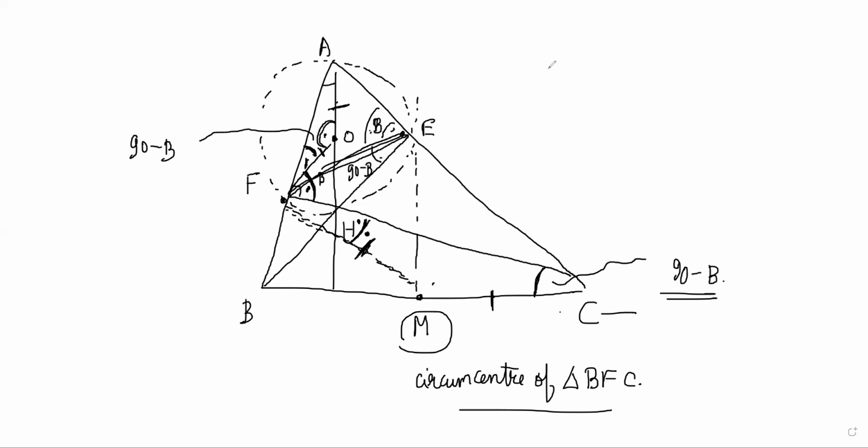You understand? So basically the key idea was what? AFHE is cyclic, and then noticing that in this right angle triangle BFC, you can say that MF is equal to MC and the angle here and angle here. After that, it's just simple angle chasing and some simple properties.